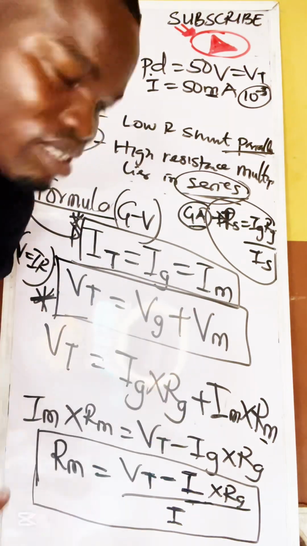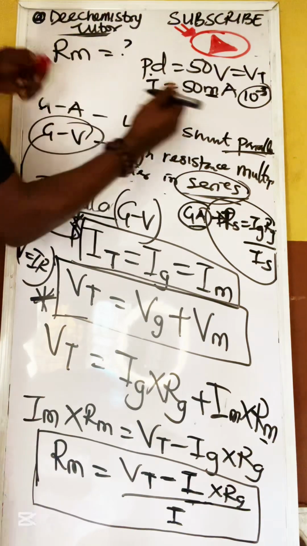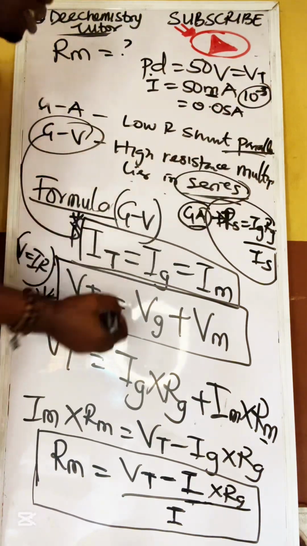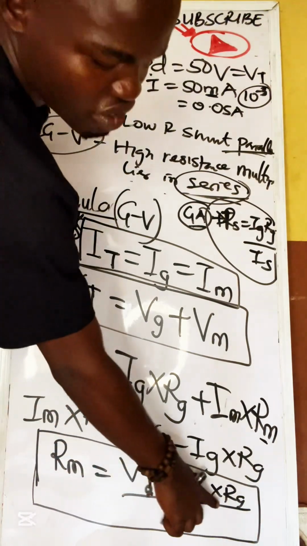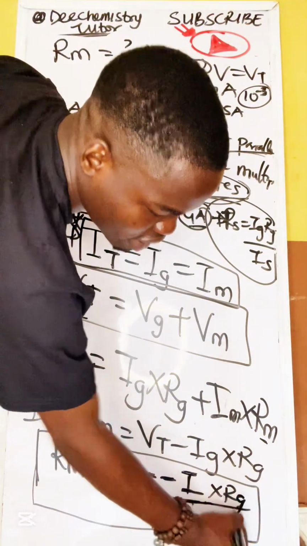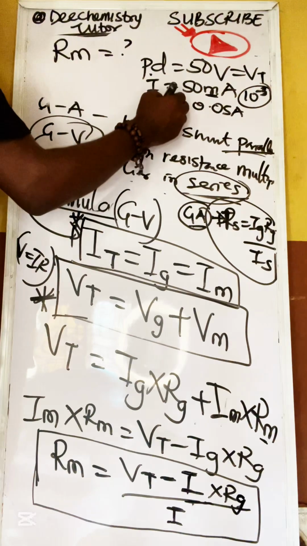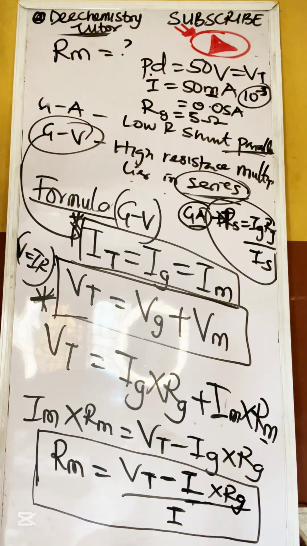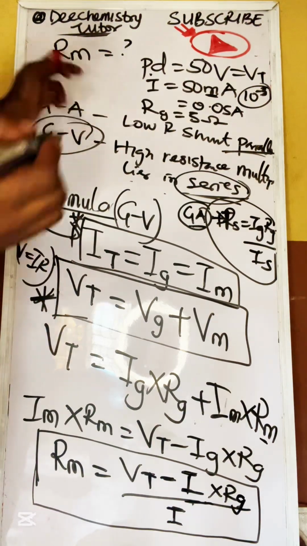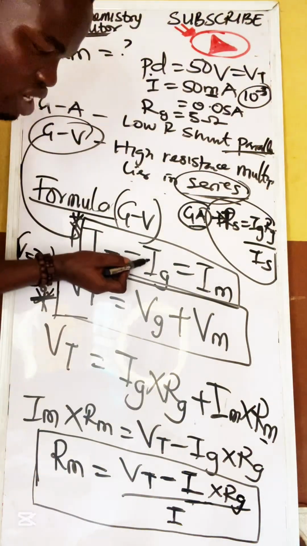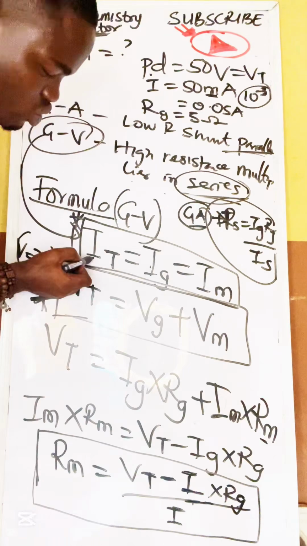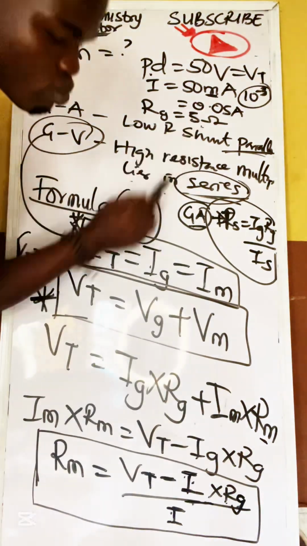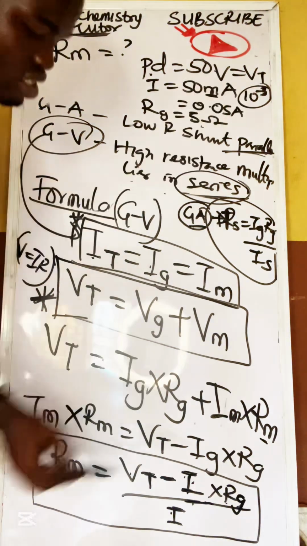So that means I can tell you that this current is 0.05 ampere. What do I need again? Now they will give you the resistance of the galvanometer here. Let's say the resistance is 5 ohms. Why is it just one current that they give me? Yes, it's one current. We already established that IG is equal to IM, so it's also the I, so that's the current here. RG is 5 ohms, V total is 50, then RM.